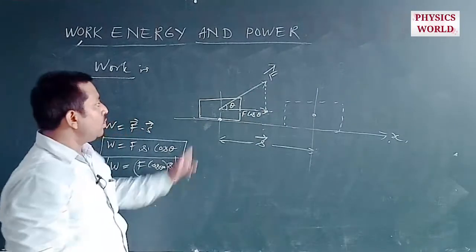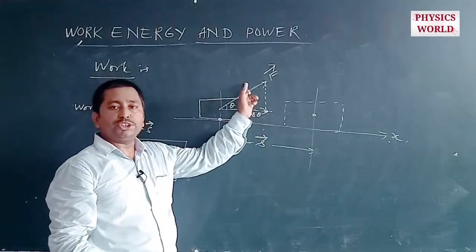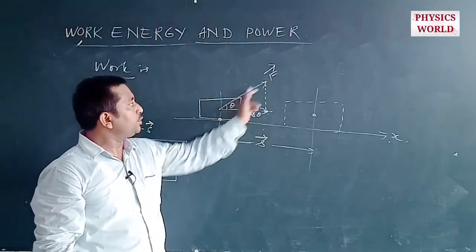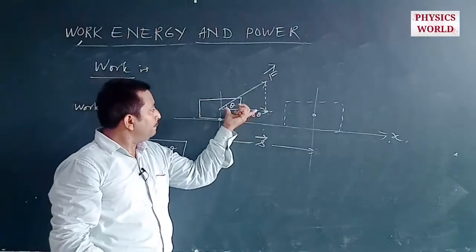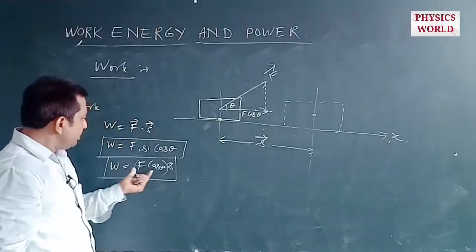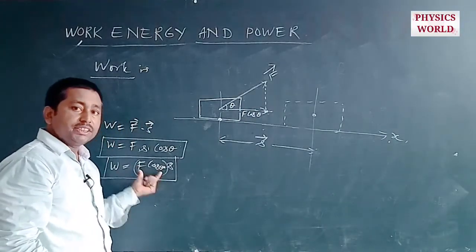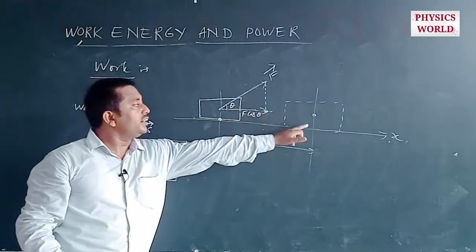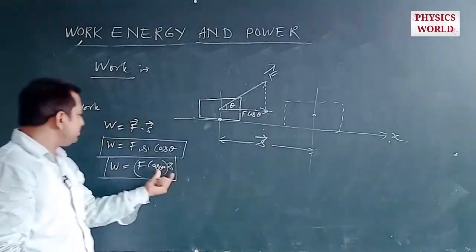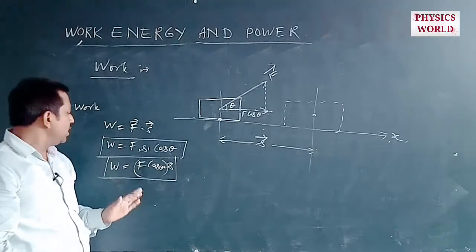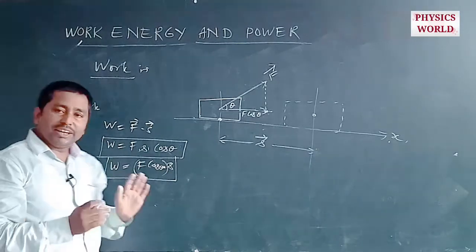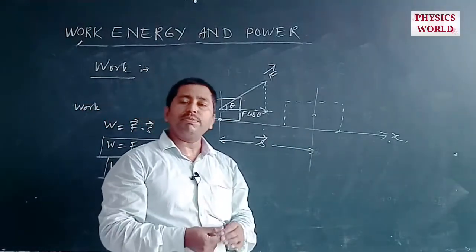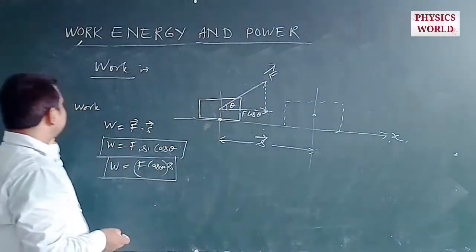So what is the value of the base? Base divided by hypotenuse is equal to cos theta, so base is equal to hypotenuse times cos theta. So base, it means F cos theta, that is the amount of the force along the displacement multiplied by the amount of displacement. So this gives the work done. Work done can be defined as the product of the force along the displacement multiplied by the total value of displacement. So this is a simple concept of work.